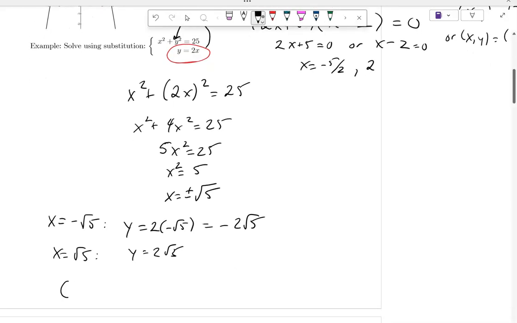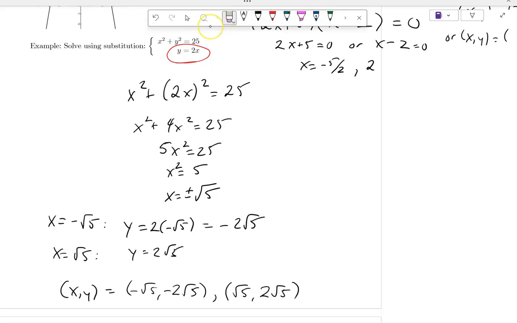So the solutions are what? What's one solution? Negative root 5, negative 2 root 5, and the other one is root 5 and 2 root 5. Yeah, exactly. So we get two solutions again. Maybe not too surprising that we got two solutions again.